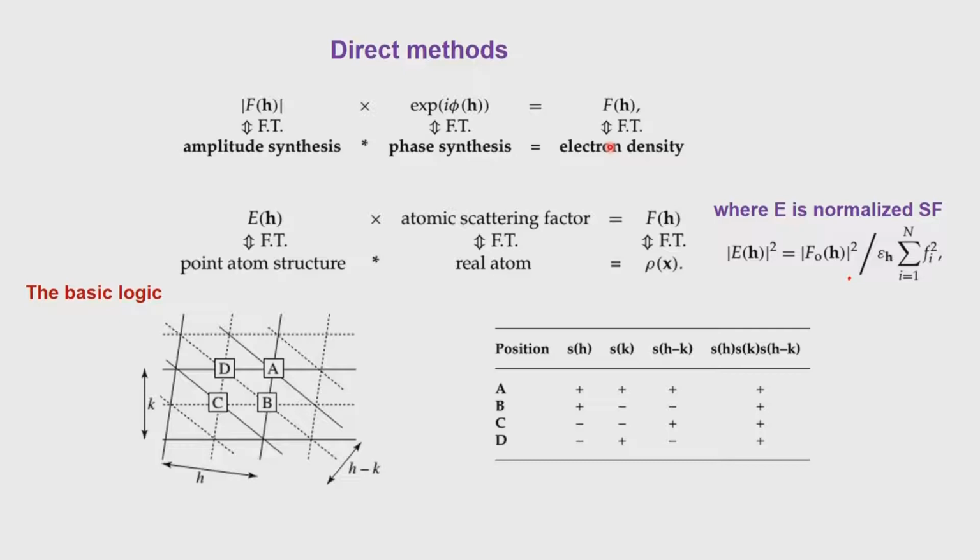What was done was they took the structure of a compound whose positions were known, and then they used the modulus of F of H and did an amplitude synthesis of compound A. They also did the phase synthesis because they know the structure of A. They did the phase synthesis using A and then kept it aside. So we have the amplitude synthesis, the phase synthesis, and of course the electron density of compound A.